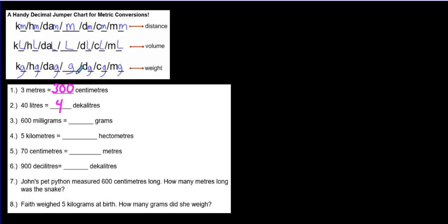So milligrams to grams, here we are, under weight, milligrams to grams. That's 1, 2, 3 jumps to the left. 1, 2, 3 jumps to the left. So it'd be 0.6 grams. Kilometers to hectometers, well, that's one jump to the right. So that's 50. 70 centimeters to meters, centimeters to meters, 1, 2 jumps over. So 1, 2 jumps over, it'd be 0. Whoops. Yeah, that's correct. Centimeters to meters, that's great.